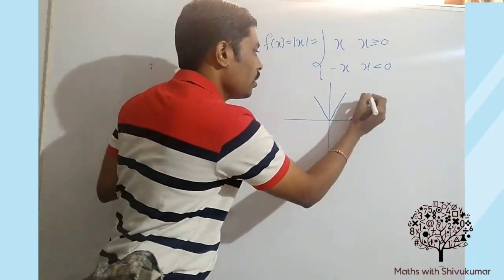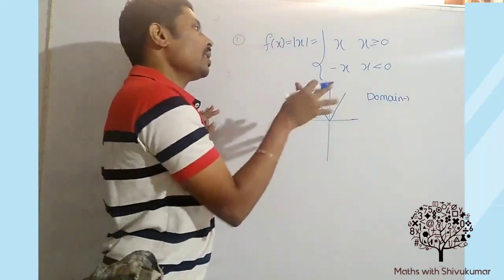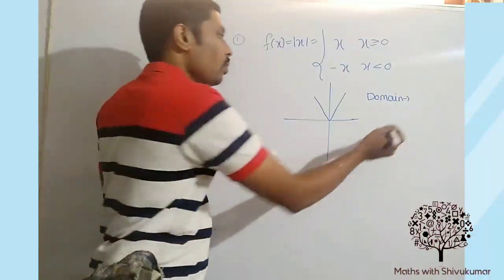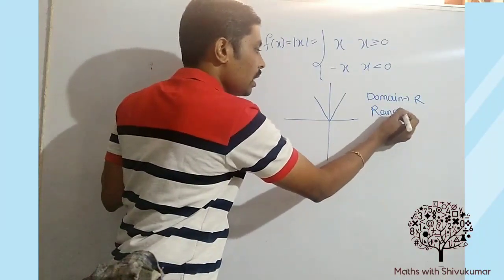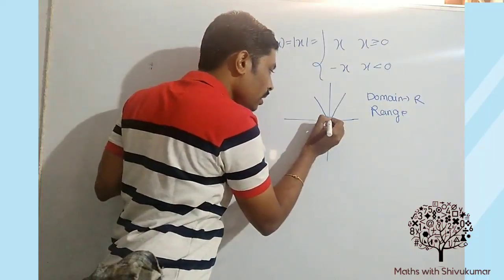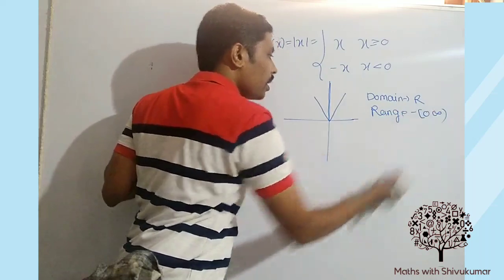So domain, you always tell me what values we can give. We can give any value. So domain is real numbers. What is the range? Range means output. What is the output? Look here, it is going from 0 to infinity. So range is 0 to infinity.